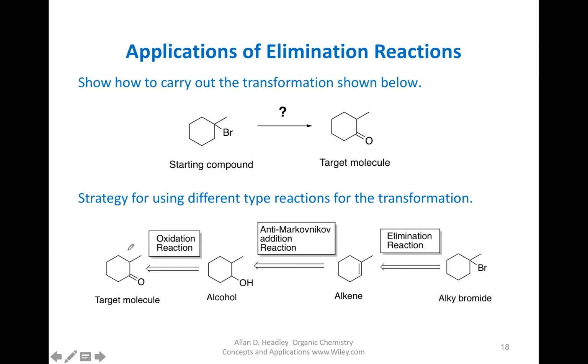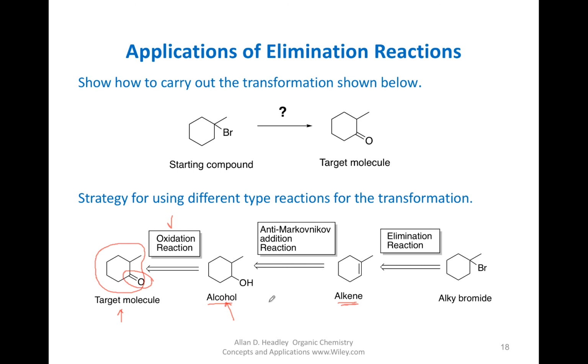So, starting with our target molecule here, the functional group here is a ketone. How do we make a ketone? We make a ketone by oxidation of an alcohol. And this would have to be the alcohol that's oxidized to get this. If we had this alcohol, what molecule do we need to make this alcohol? We need an alkene to make this alcohol.